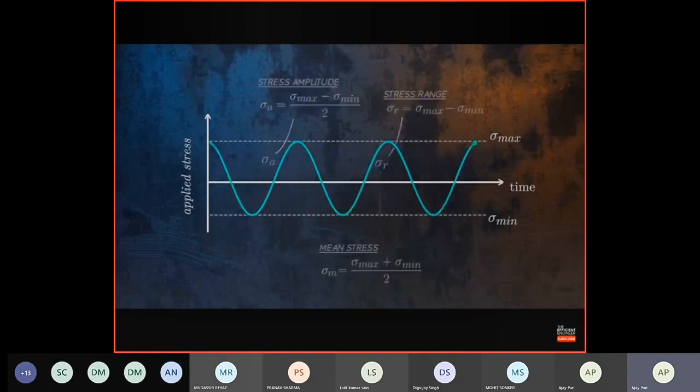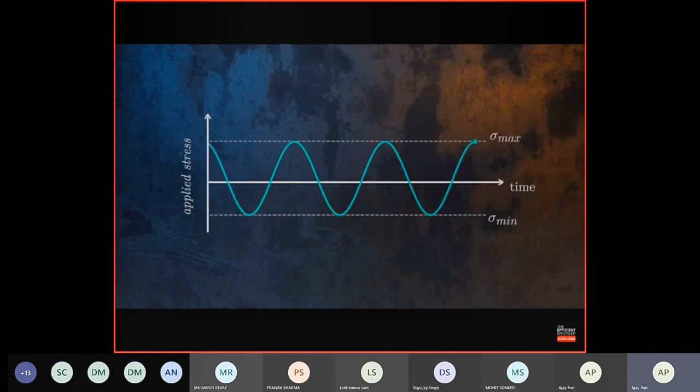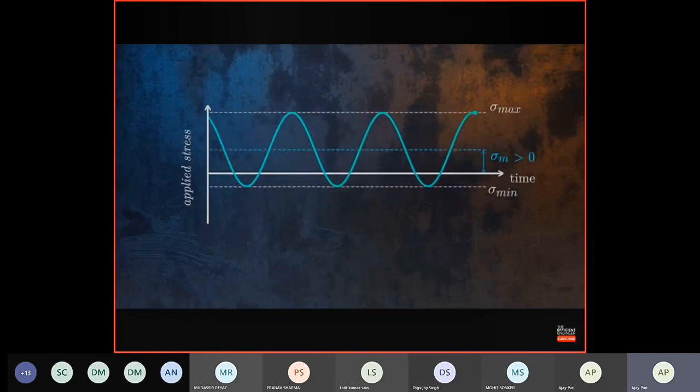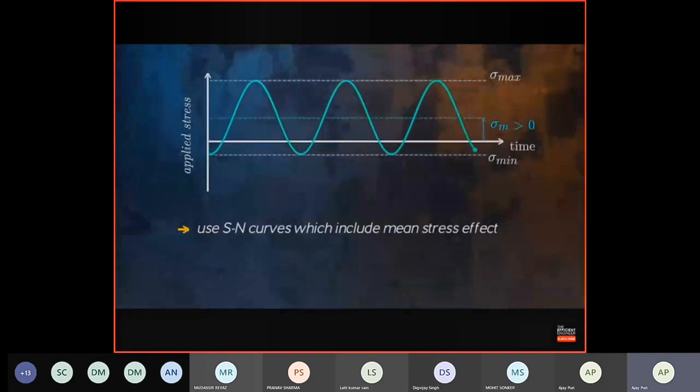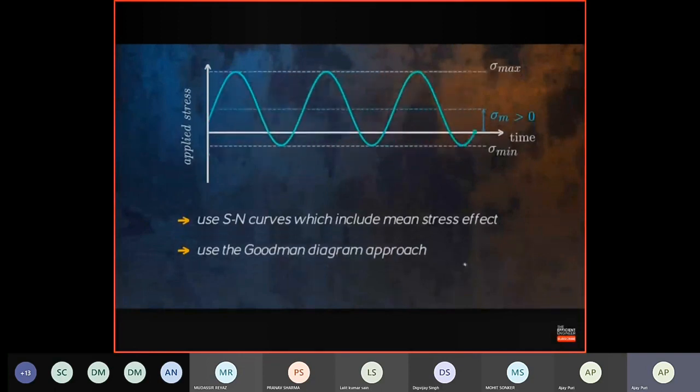In some cases, we might have a mean stress which is not equal to 0, as shown here. This mean stress will have an effect on the fatigue life. A tensile mean stress will typically result in a shorter fatigue life. One way to account for a tensile mean stress is to use SN curves derived for specific values of mean stress. But these are often not available or would be time-consuming to obtain. Another approach is to use the Goodman diagram, which adjusts the endurance limit to account for a mean stress. Let's see how it works.